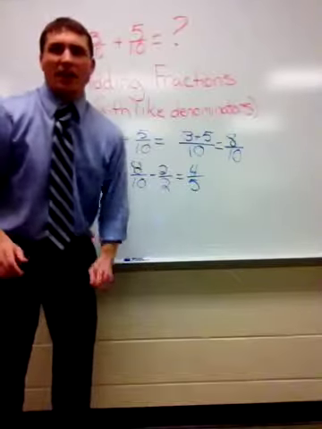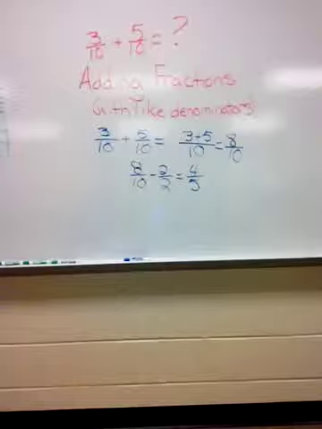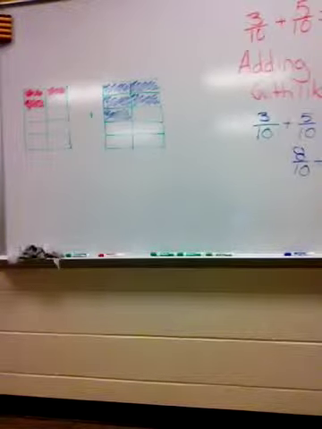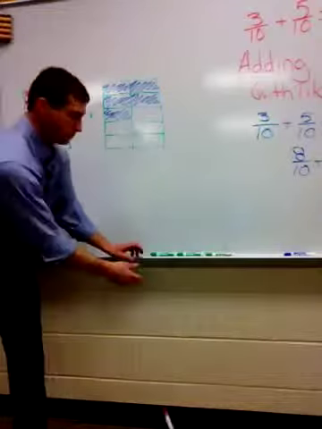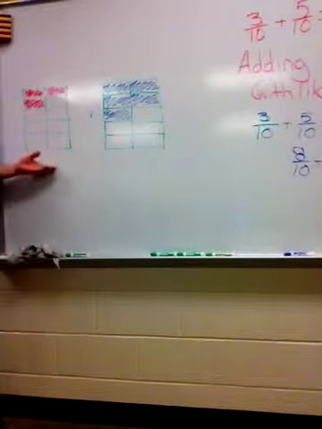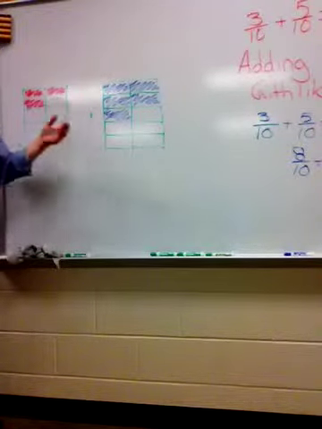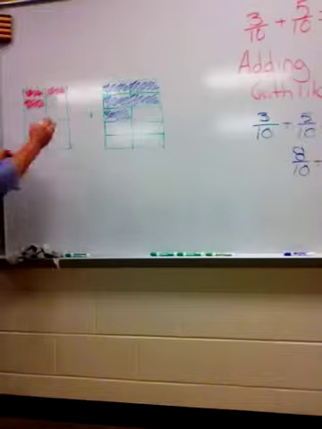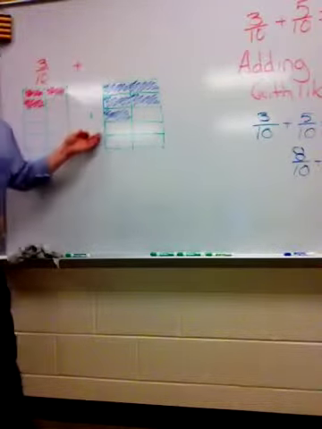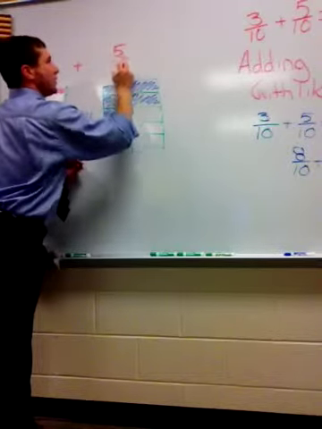Now, if we look at an actual physical model of this, we can imagine these candy bars over here. You can see I drew 2 bars. They're divided into 10 equal pieces, both of them. This one has 3 of the 10, so we would call it 3/10. And this one has 5 out of the 10, so I would call it 5/10.